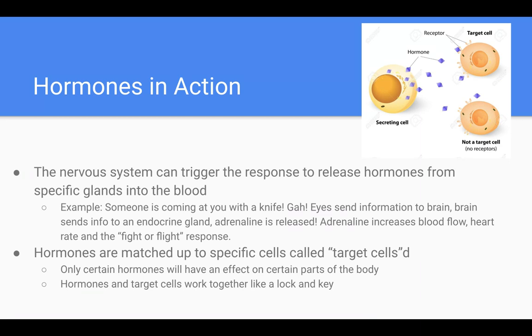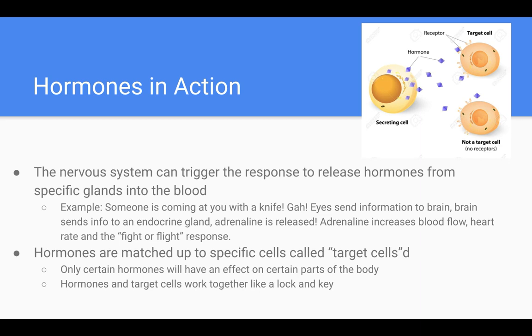The eyes send that information to the brain. The brain sends information directly to an endocrine gland so that adrenaline is released. Adrenaline will do some things for you real quick. Increase blood flow, increase your heart rate, and that is your fight or flight response. It's directly related to hormone response.